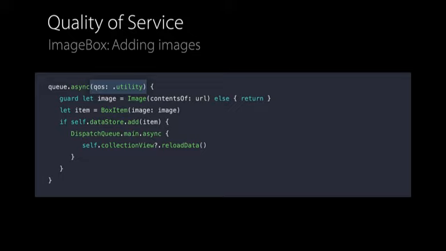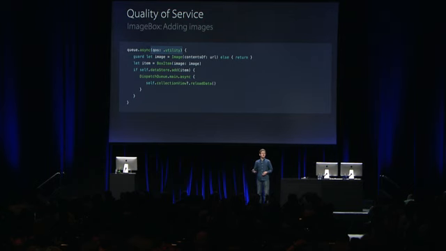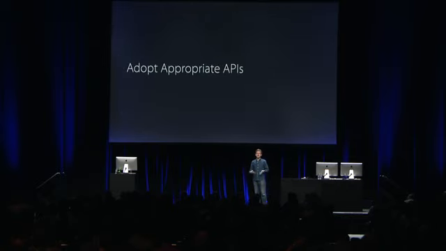So now that we know some ways that you can move expensive work like I/O off of your main thread and onto a separate dispatch queue, and how to specify the intent of that work using quality of service, let's take a look at the third pillar of our I/O philosophy, adopting appropriate APIs. And the first one that I'd like to mention is asset catalogs.